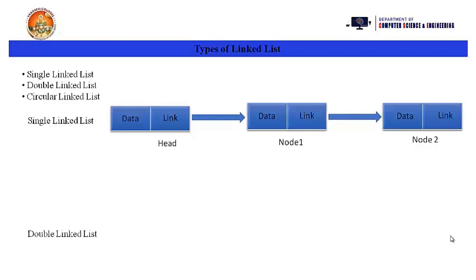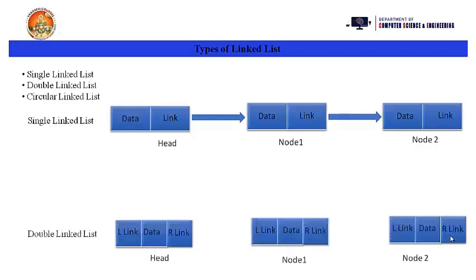Double linked list. In a double linked list, a node consists of three parts: data part, left link and right link. In the data part, we store the information or data. In the right link, we store the address of the next node. In the left link, we store the address of the previous node. So it is called a double linked list.